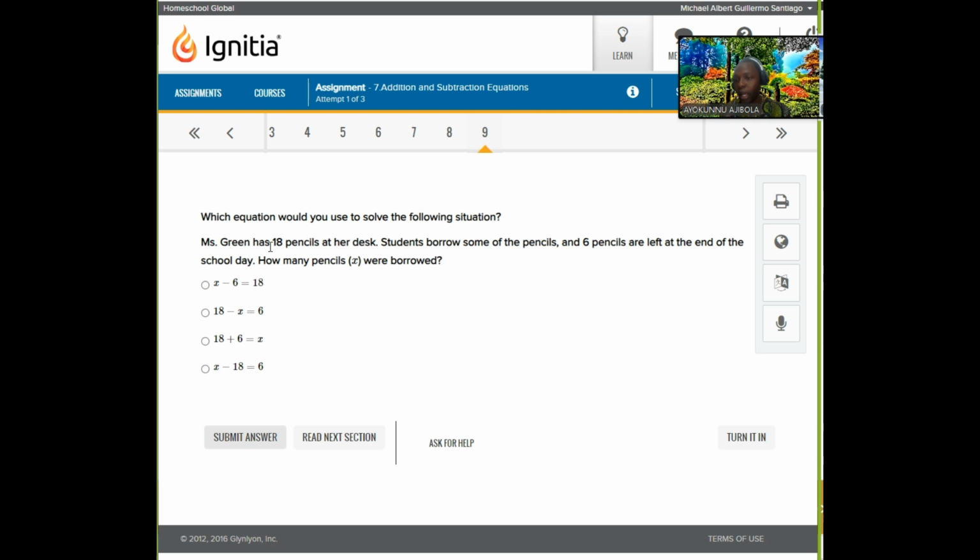Miss Green has 18 pencils at her desk. Students borrow some of the pencils, and six pencils are left at the end of the school day. How many pencils were borrowed? That means 18 minus x is 6. The equation that will be for that is the second equation, okay? Is that clear?